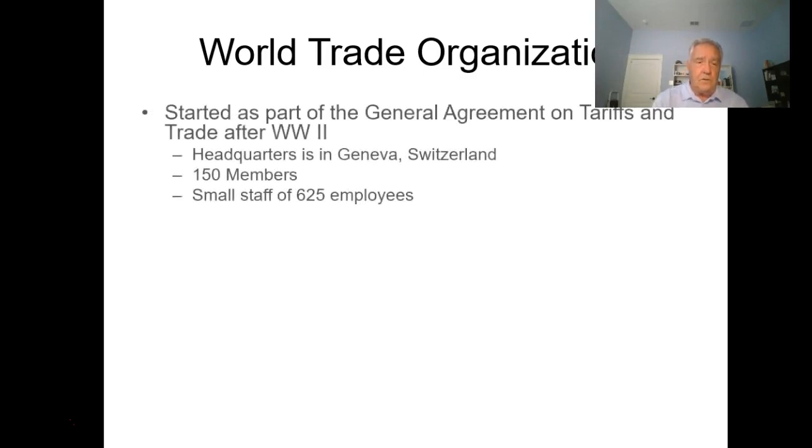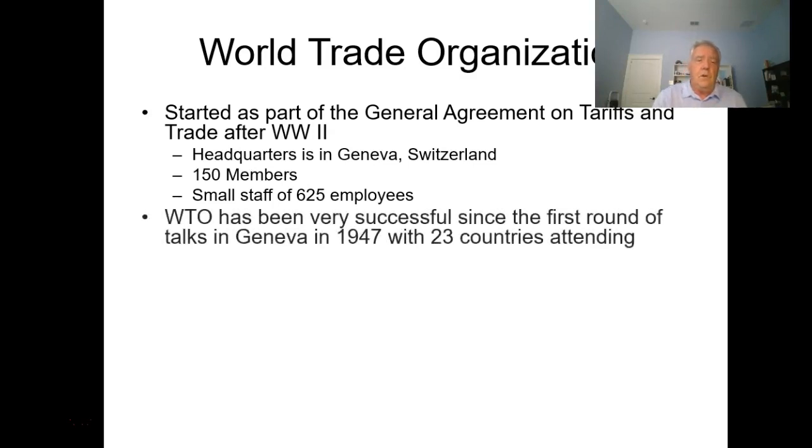So let's look at the organization. It came out of what's called the General Agreement on Tariffs and Trade in World War II. And again, I think the meeting was held in Bretton Woods, but it's commonly referred to as the GATT agreement. And the headquarters for this organization is Geneva, Switzerland, with 150 members and a small staff of 625 employees. The World Trade Organization has been extremely successful.